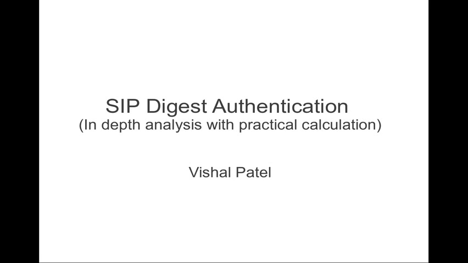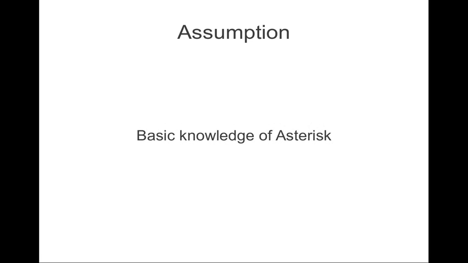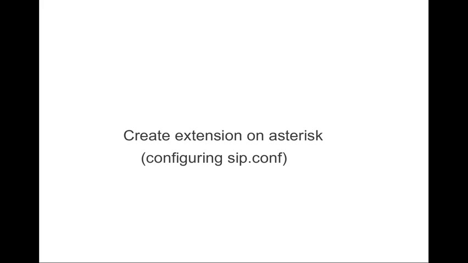Here we assume that the viewer has basic knowledge of the Asterisk server. Basic knowledge means the user is able to create an extension on the Asterisk server, and that is very easy. You just have to configure the sip.conf file in the Asterisk server, and you will find tons of tutorials on the net for this subject.